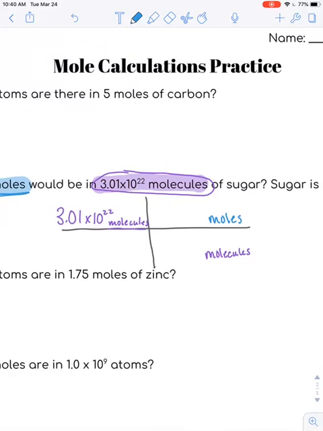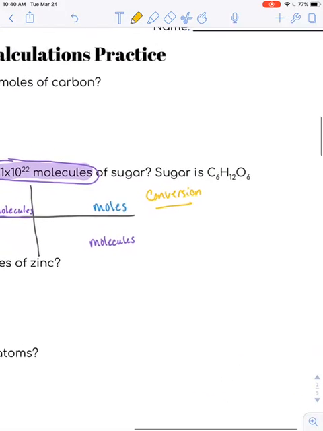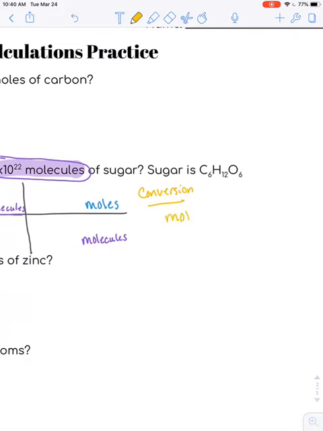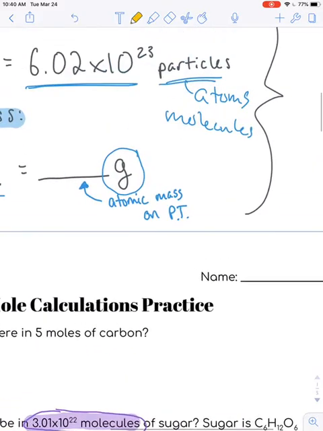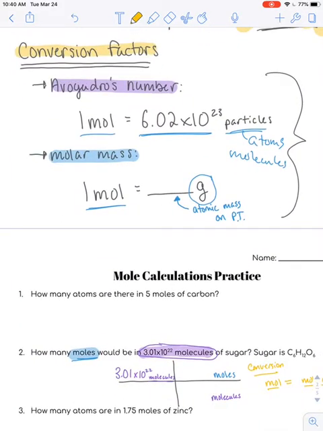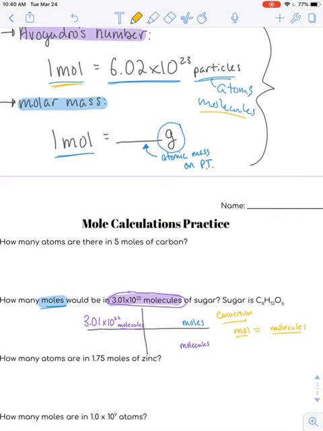So now what we need to do is find our conversion factor. What is our conversion factor that we're going to need to use to solve this? We need one that tells us how many moles are equal to how many molecules. That's the conversion factor we need between moles and molecules. So if we look at our options, we have Avogadro's number or molar mass, and it looks like that molecules and moles are both involved in our Avogadro's number conversion factor. So that's the one that we're going to be using.